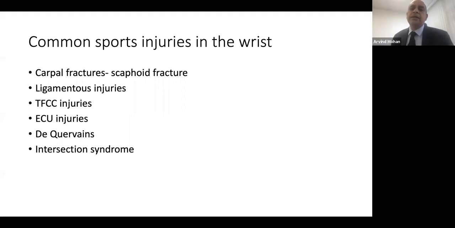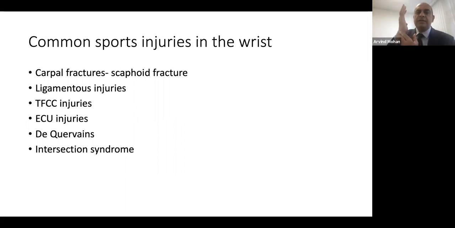in terms of fractures of the carpal bones, the scaphoid being the most common one. Then there can be injuries to the ligamentous structures around the wrist. And in terms of the ulnar, so essentially there are problems on the radial side of the wrist and then on the ulnar side. That's another way to classify the injuries around the wrist.